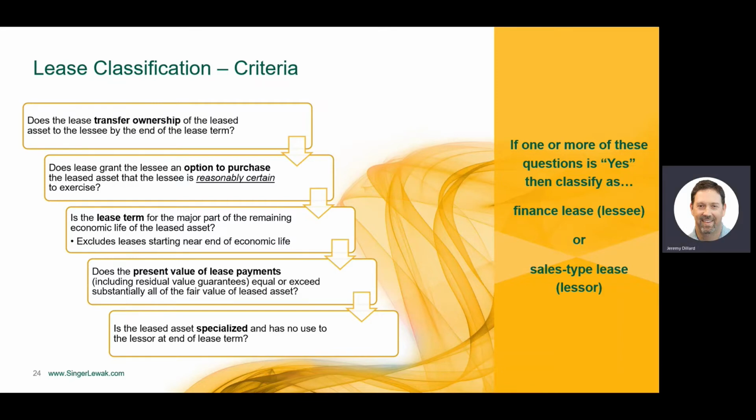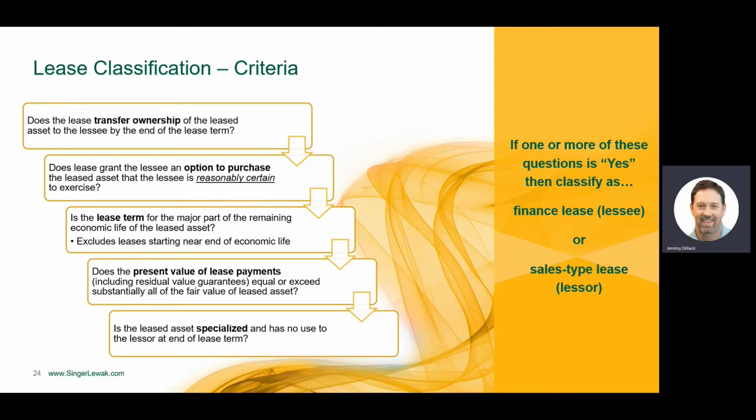As I cover these criteria, you'll see they are similar to the old rules under ASC Topic 840. First, is there a transfer of title? If the asset will ultimately become the property of the lessee, then it's not an operating lease. Second, is there an option to purchase the leased asset that is reasonably certain to be exercised?